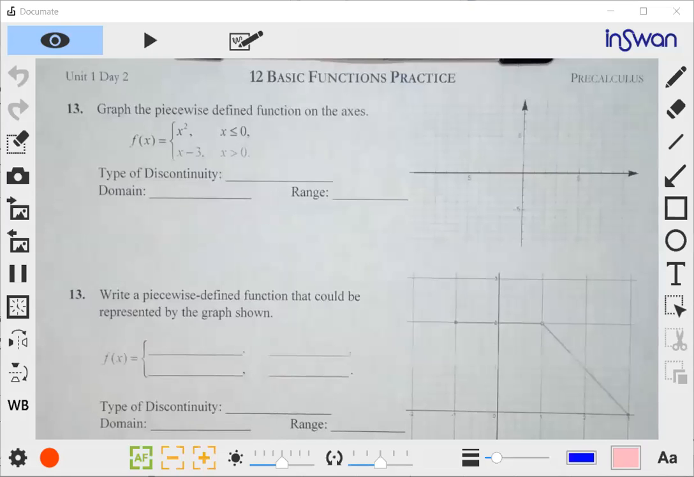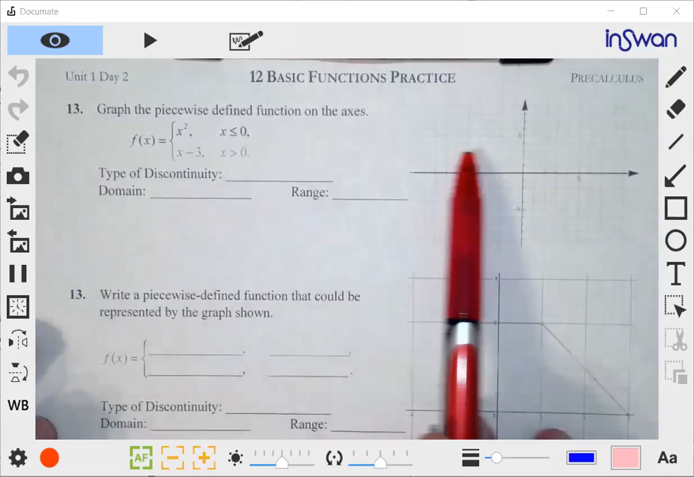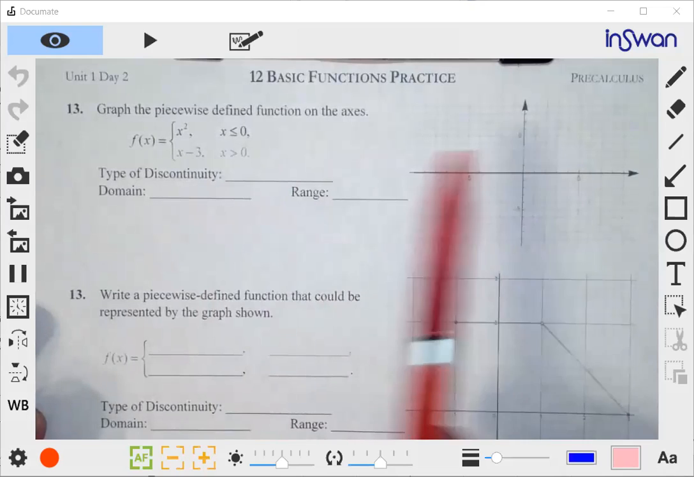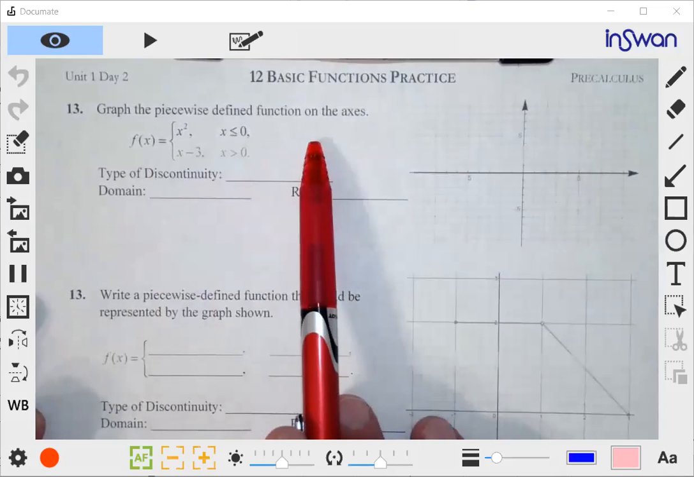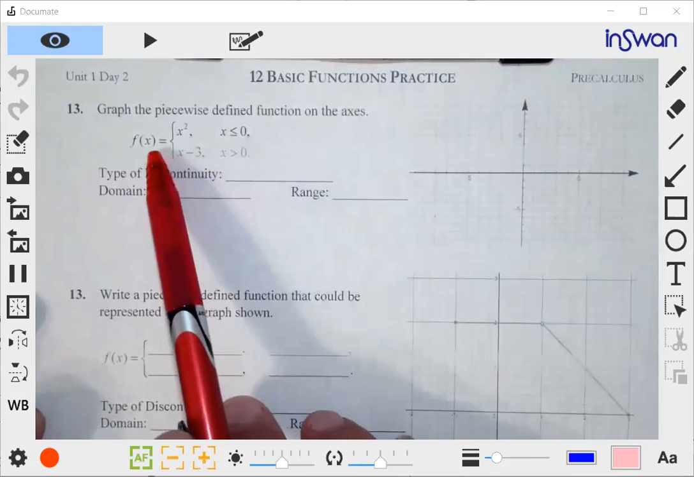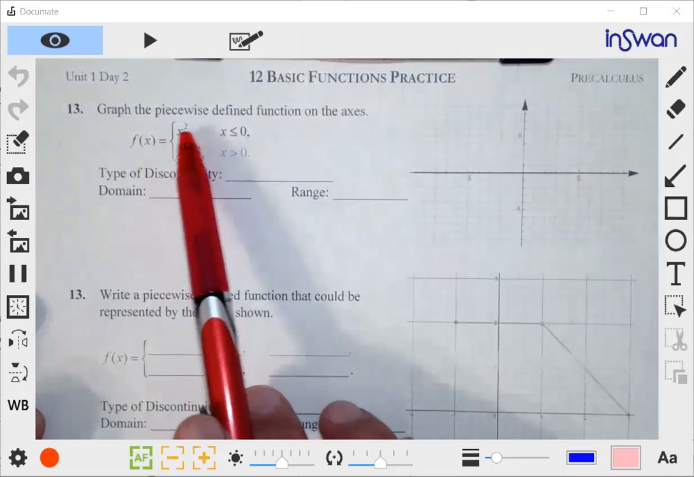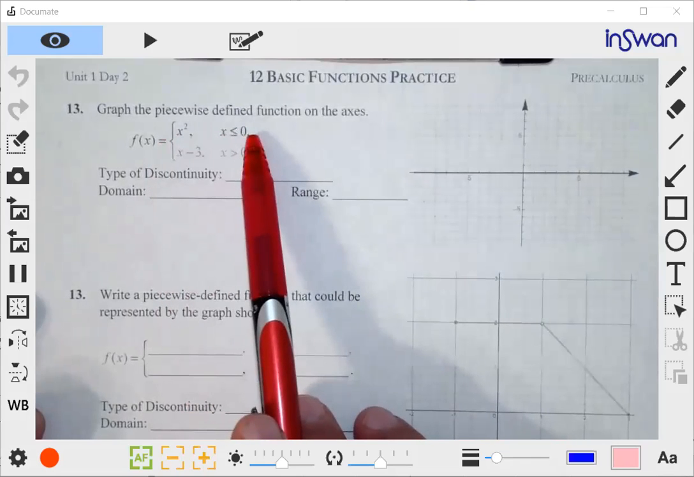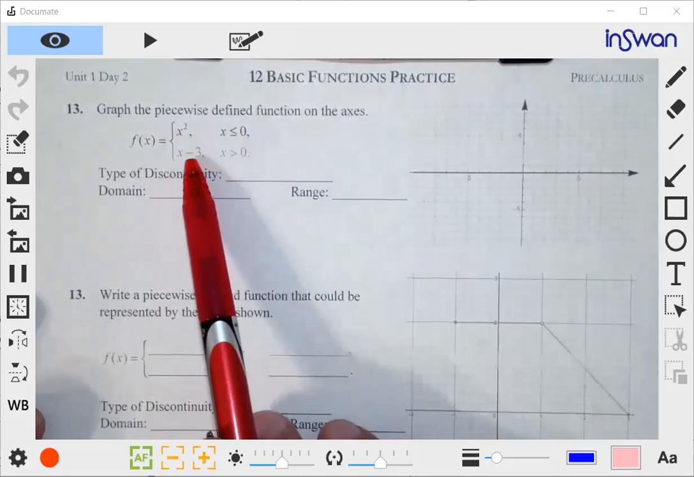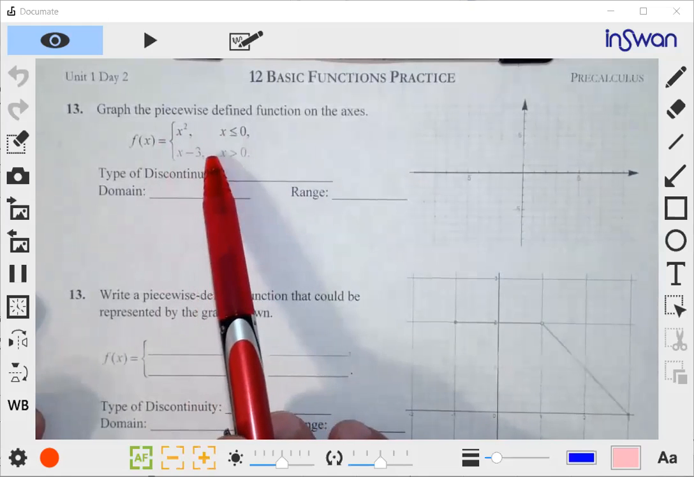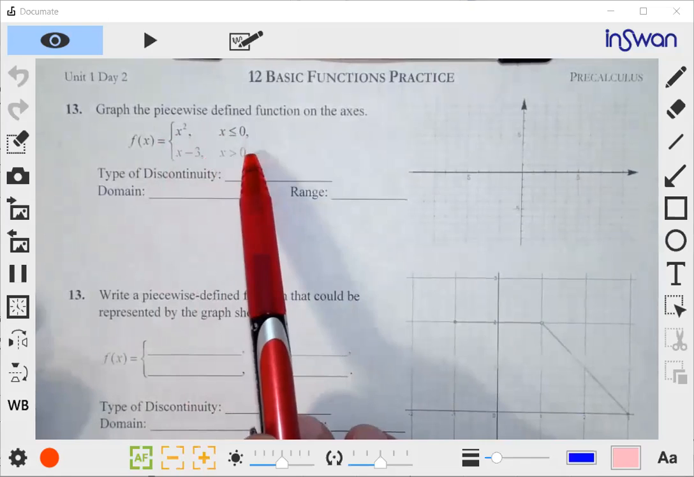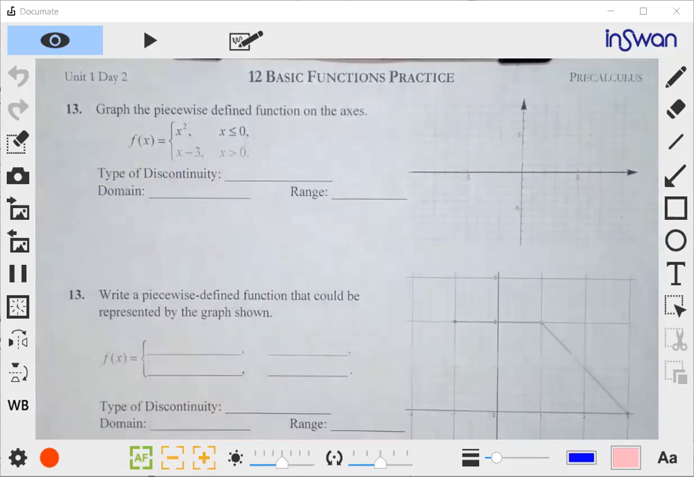Okay, so let's talk about how we can work through and solve this particular situation about graphing a piecewise function. Right, so we have this function f of x equals x squared as long as x is less than or equal to 0, and we have it equal x minus 3 as long as x is greater than 0. So a good thing to do first is to plot our points.